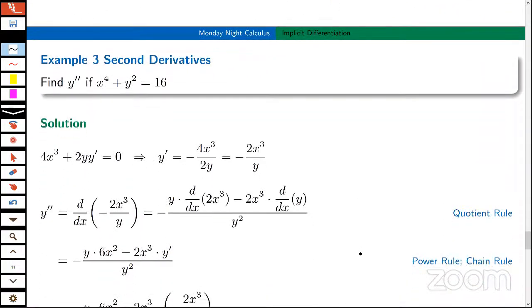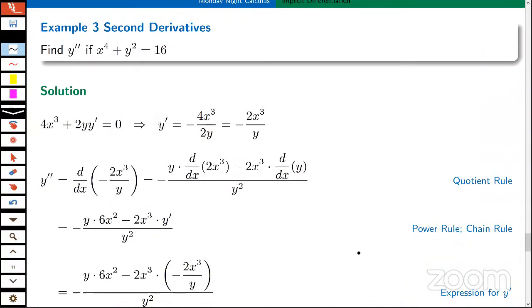And with implicit differentiation, you can even go a little bit further. You can actually find a second derivative. So let's do one real quickly here. Here's x to the 4th plus y squared equals 16.